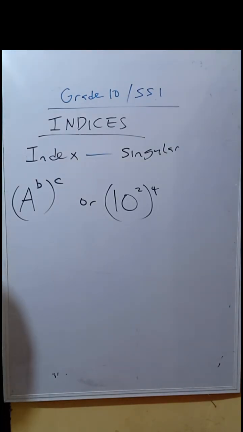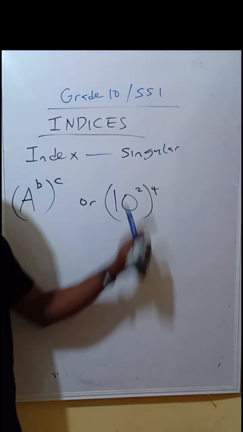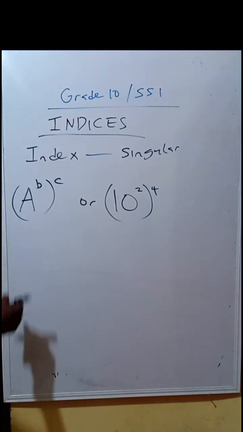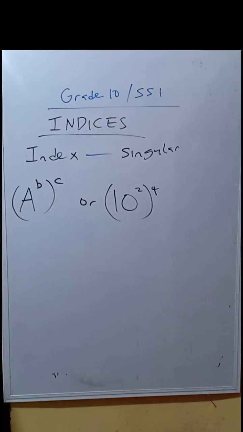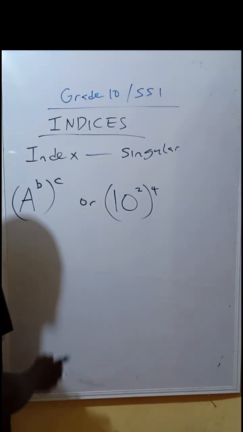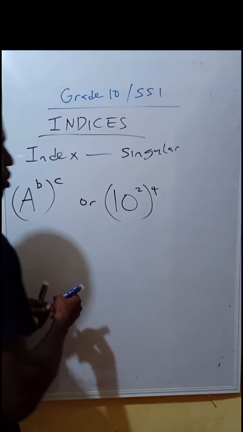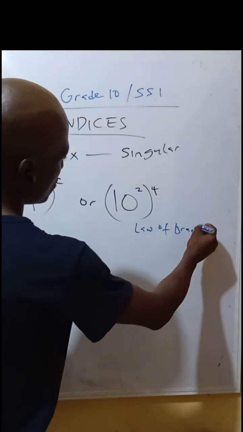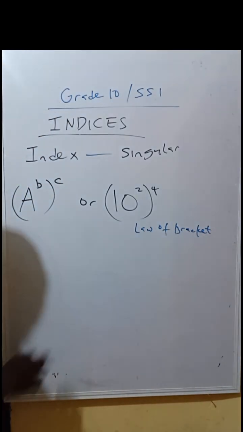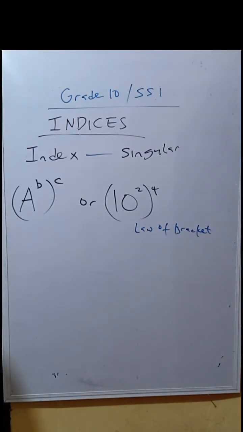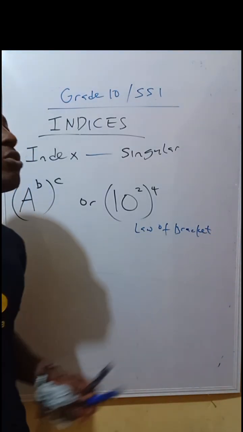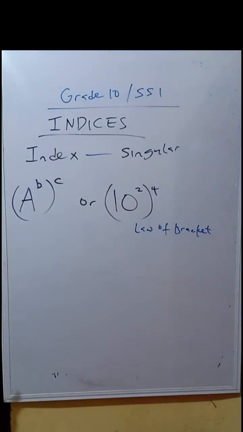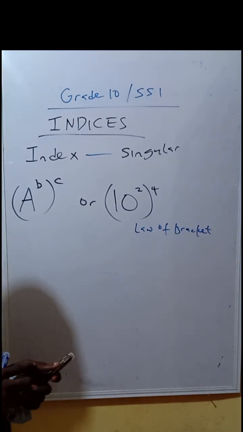Now there are no two bases here, right? But there are two powers separated by a bracket. To solve this problem, what you do is to multiply the power. It's called the law of brackets, or law involving bracket. Please don't focus on how we term the law or what we call the laws. Just know what it involves.